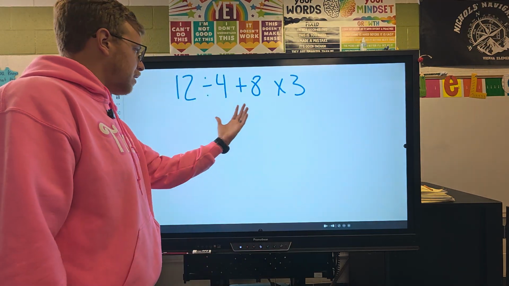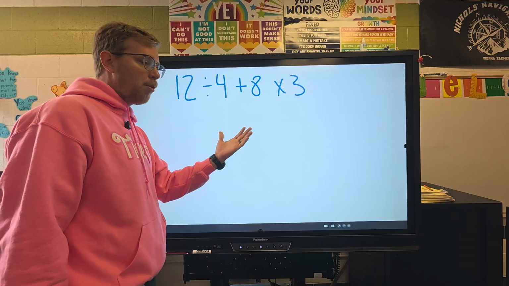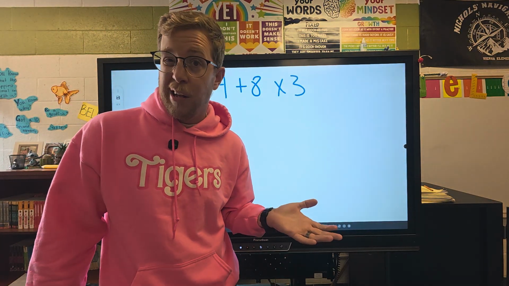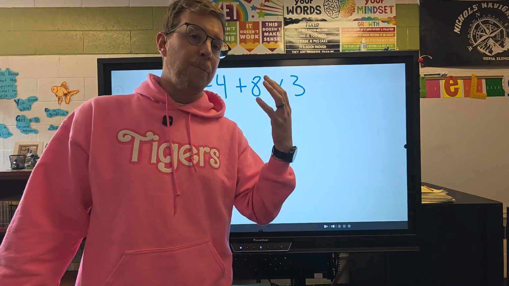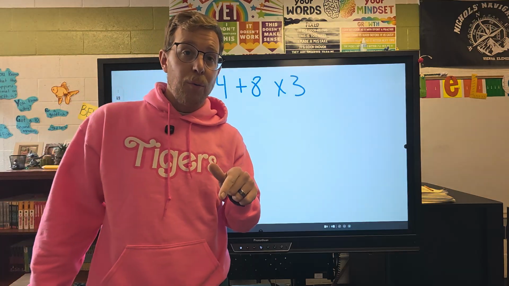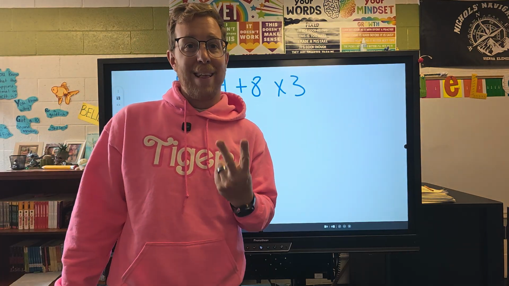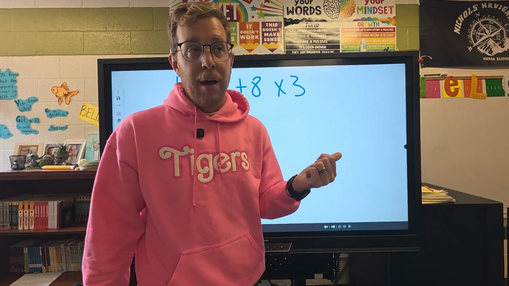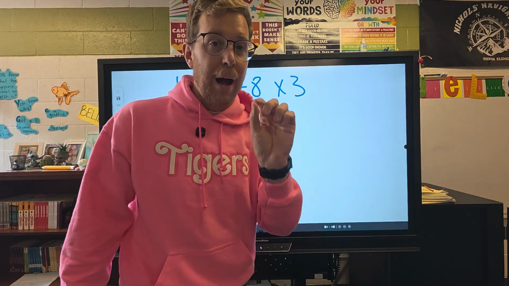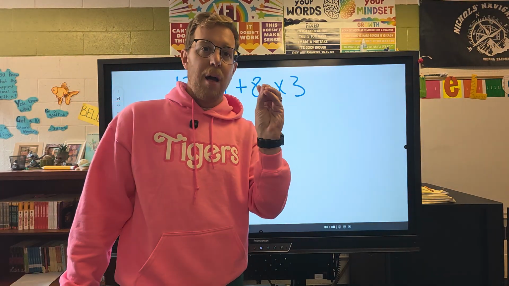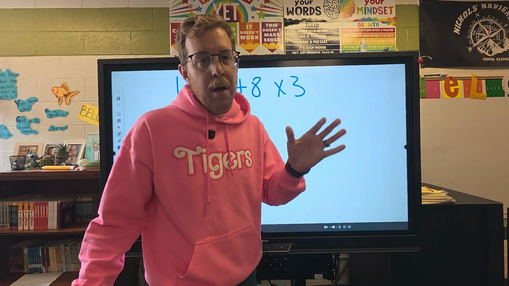So in this problem, when we analyze it, we're first going to look for grouping symbols. In 5th grade, we're talking about parentheses. In here, there is no parentheses. So with that being said, we move on to step 2, and that is going to be multiplication and division. Now notice I didn't say multiplication or division. I'm saying multiplication and division because we're going to do those two steps simultaneously pretty much.